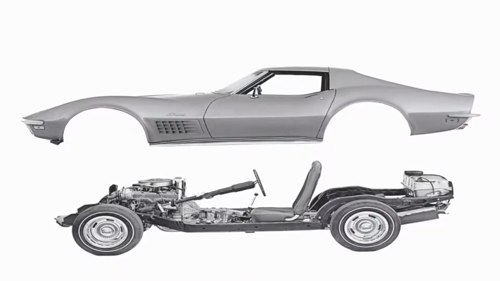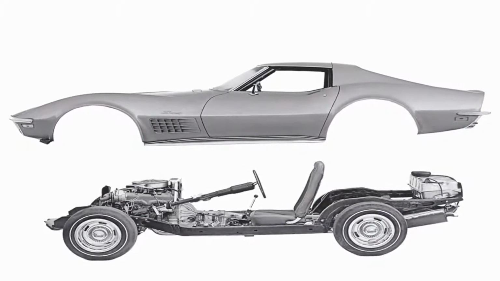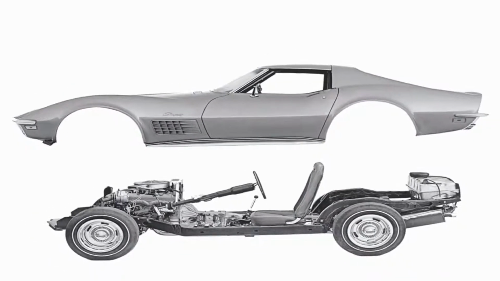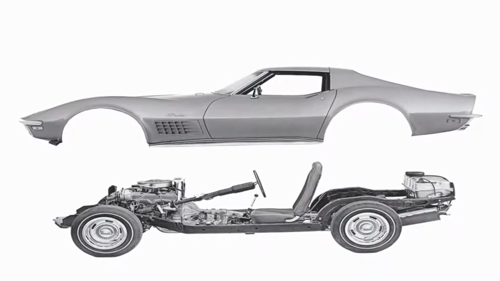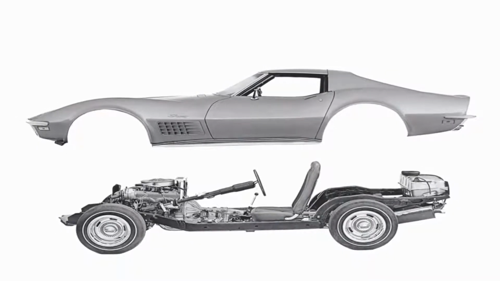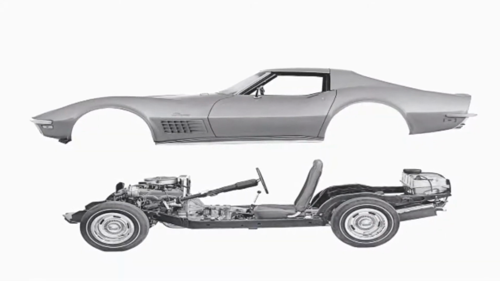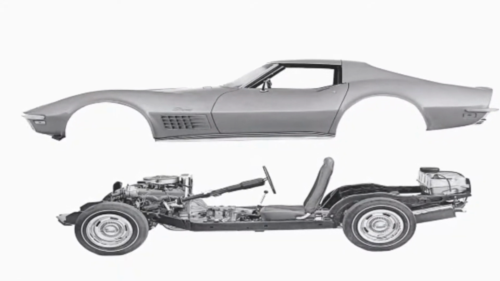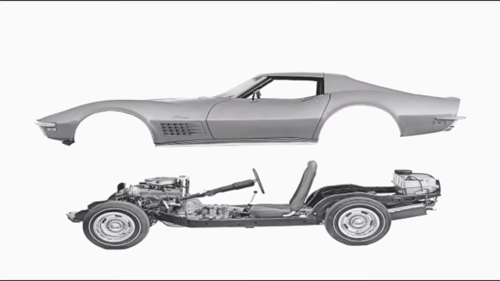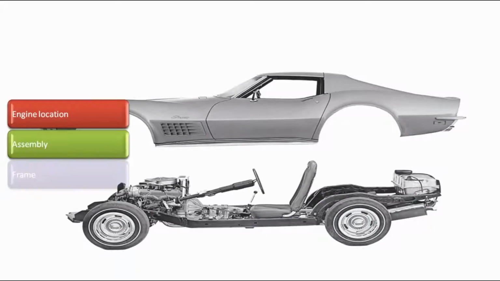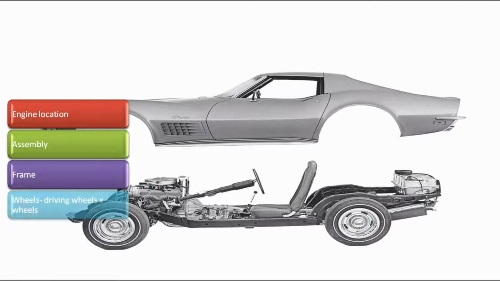In simple words, automobile chassis is a complete vehicle without a body. It is just like a complete human without dress, and one should not get confused with frame and chassis. Frame is like a human skeleton, whereas chassis is a human without dress. Chassis can be classified based on engine location, assembly, frame and wheels.